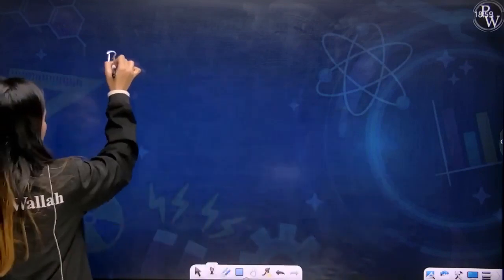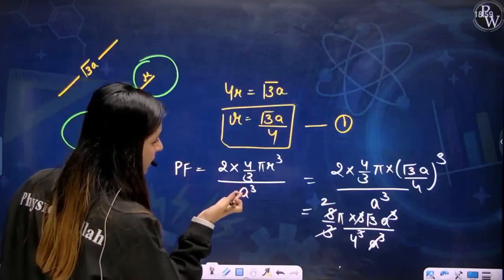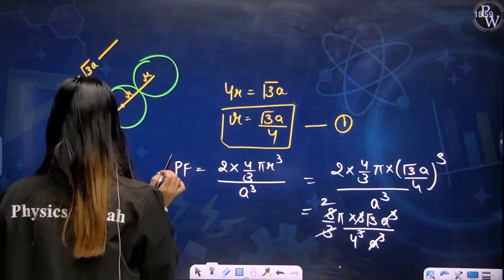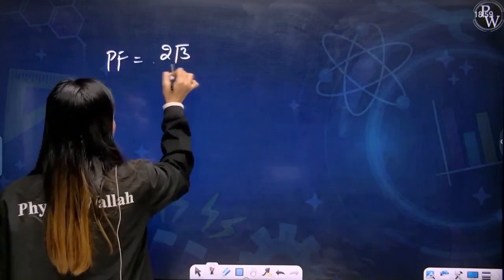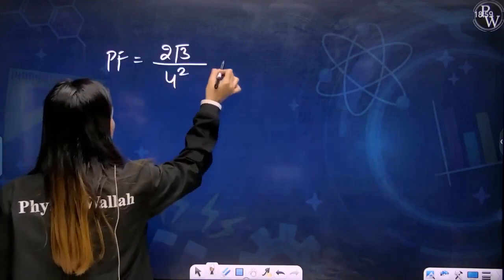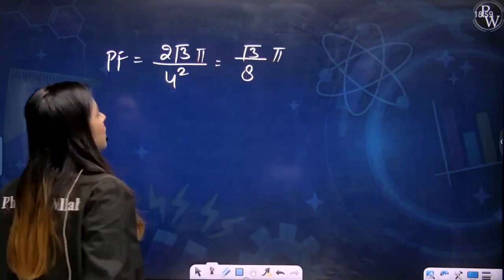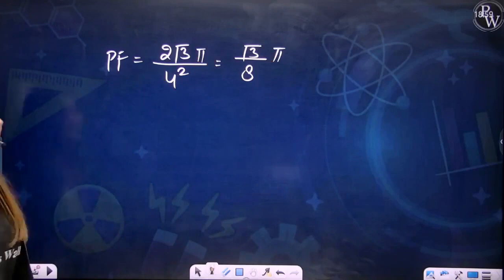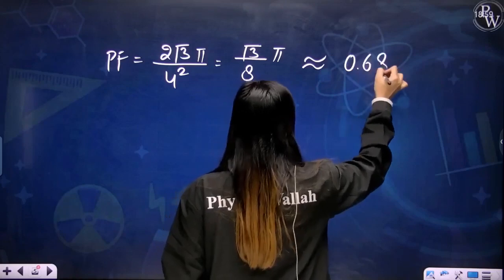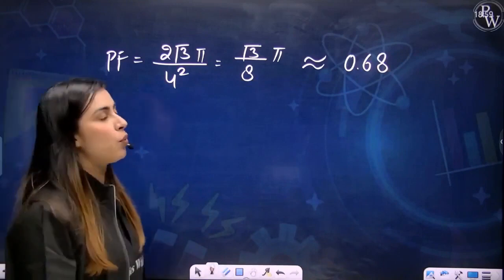So your packing fraction is equal to, just solve it, it would be, I think, root 2 into 2 root 3, yeah. So this is 2 root 3 divided by, you have 4 square. So I can say that root 3 by 4 into 2 is 8, right? Root 3 by 8 pi, and I hope I have done the calculations correct, and this packing fraction will come out to be nearly equal to 0.68. This would be equal to 0.68.